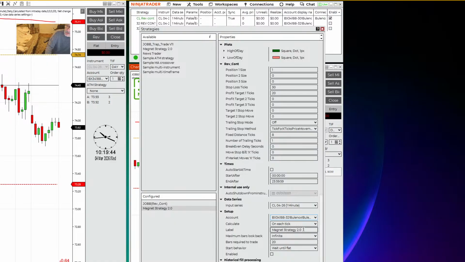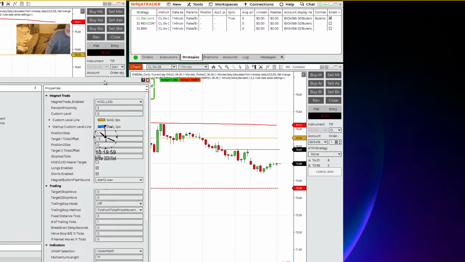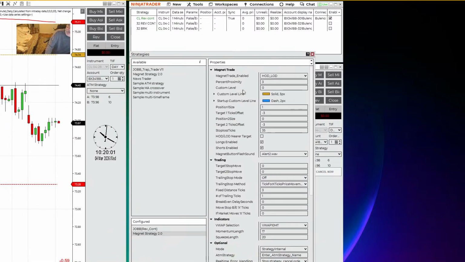All right, so we're just setting up a CL magnet just to look at signals, and to see, because oil's in the middle of a lot of different ranges. So one more time, the magnet, high of day, low of day, proximity is 3. We're certainly closer to the low, and that's fine.